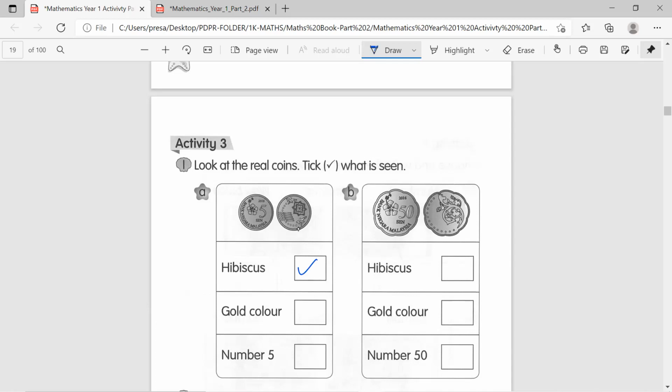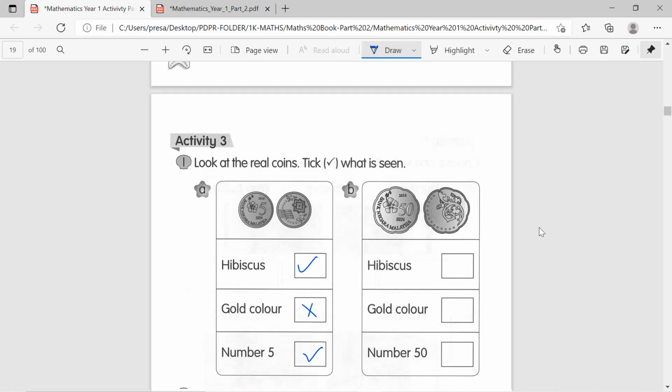Is it in gold color? No, isn't it, class? Is it gold color, 5 cent? No. So what you do, you put a cross. Is it number 5? Yes. The same goes for 50 cent. If you see a hibiscus, put a tick. If it is in a gold color, put a tick. If it is number 50, put a tick.